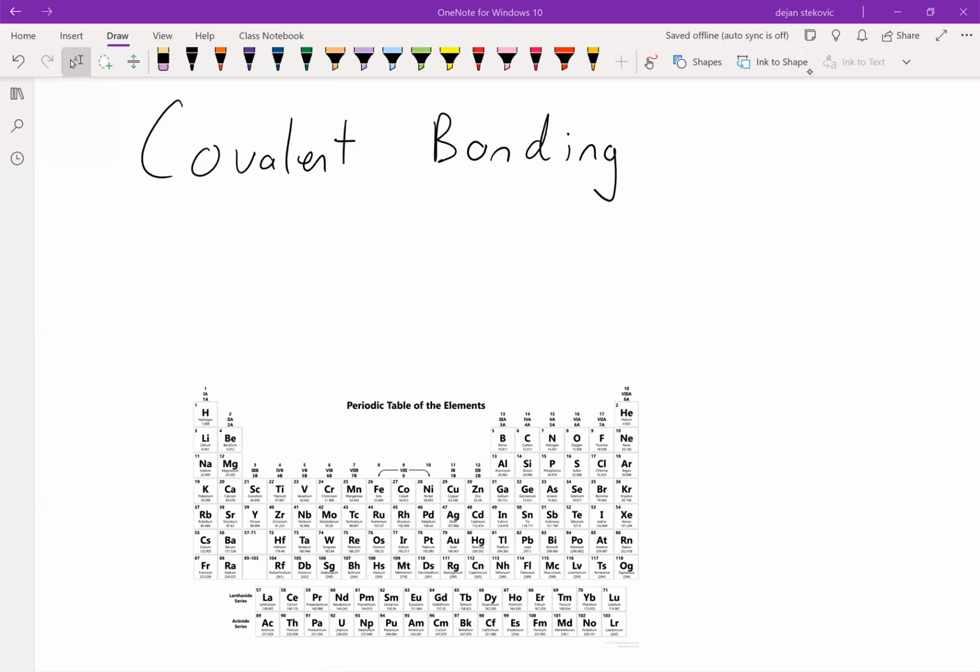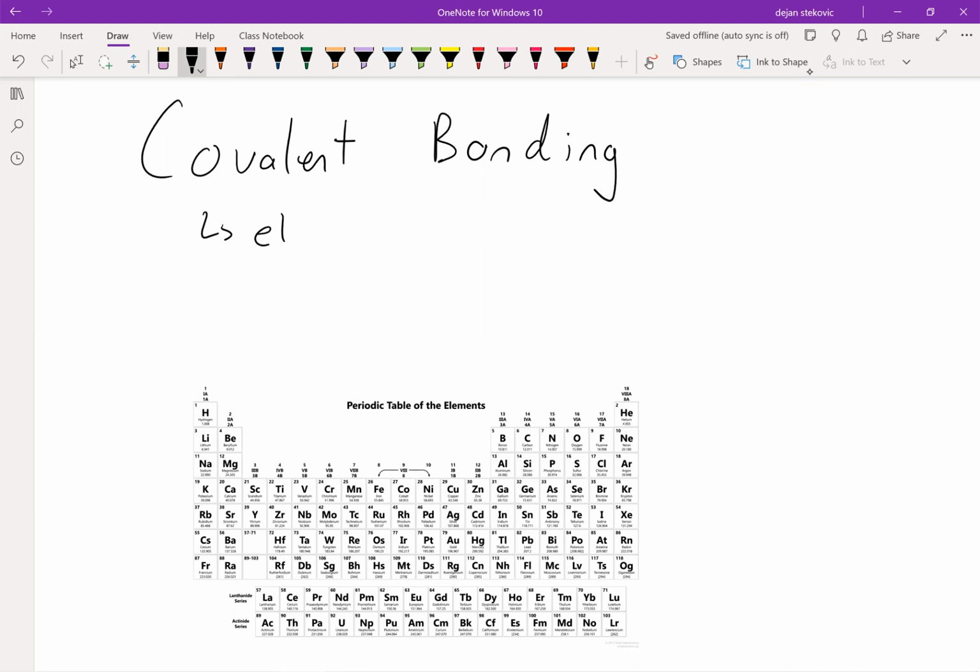All right, let's take a look at covalent bonding, which is quite a bit more complex and more interesting than ionic bonding, which is relatively simple. So in covalent bonding, instead of transferring an electron from one element to another, two elements will share electrons. So we'll just say electrons shared.